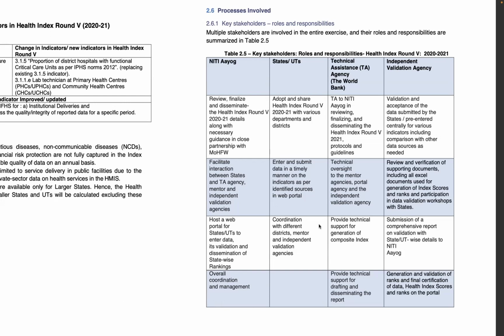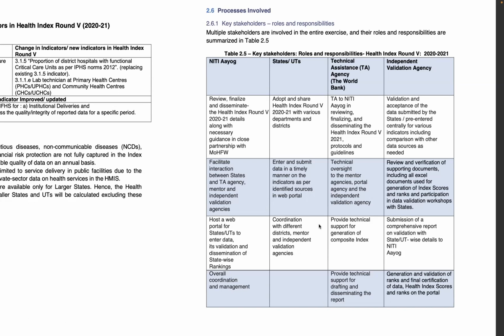States and UTs, the ministries and departments, are working towards giving the data set to these people, that is, technical assistance agencies like the World Bank and many others. They keep on coordinating with different districts, mentor different districts, and work with independent validation agencies.